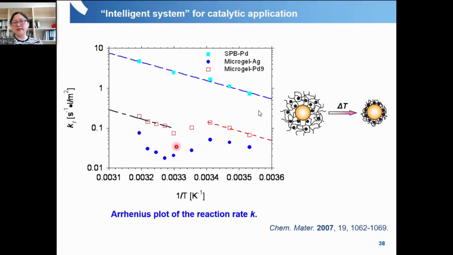So it means the phase transition of the networks does play a very strong role on the catalytic behavior of the nanoparticle. So when the particle is totally collapsed, and in this case, when you increase the temperature, then the photothermal effect dominates again, yeah. Then you see the increase of the reactivity again. So this is one of the first examples, yeah, of using the thermosensitive behavior of the network to tune the catalytic activity of the nanoparticles.